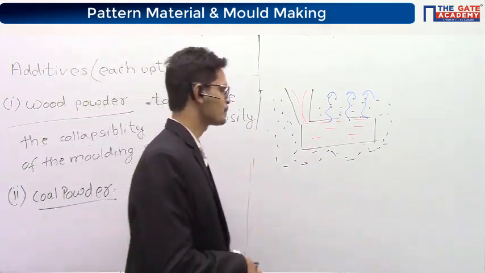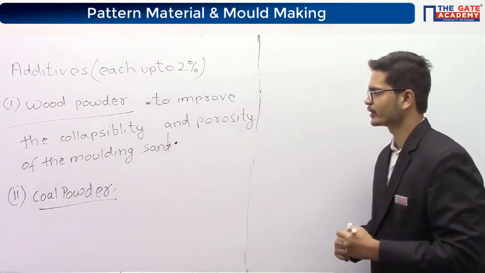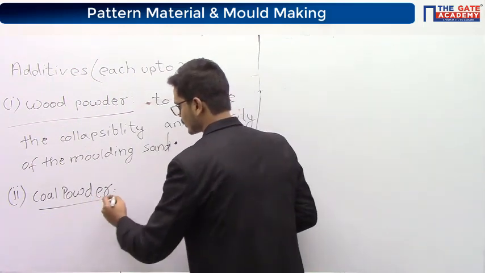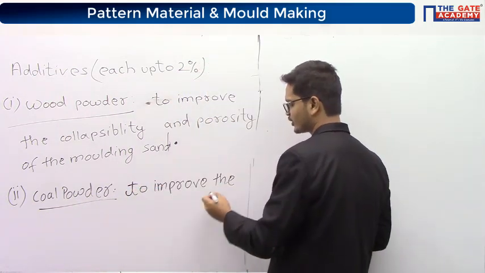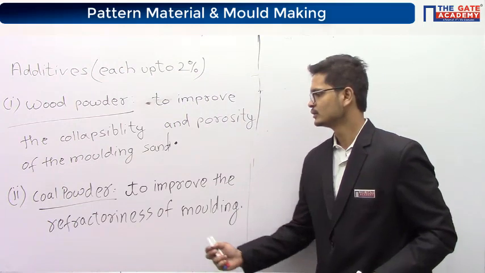Okay. Next is coal powder. The coal powder is used to improve the refractoriness of molding sand.